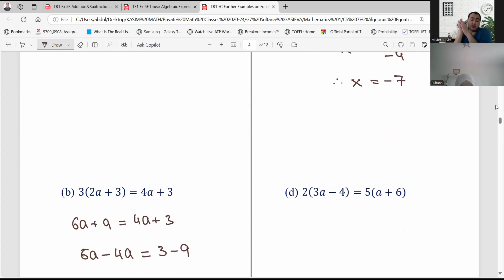Do not memorize. Try to understand the logic, okay? How we are using the properties. If you understand, you know, every equation is solved using this idea, Sultana, in math. Every equation. Okay. Next.